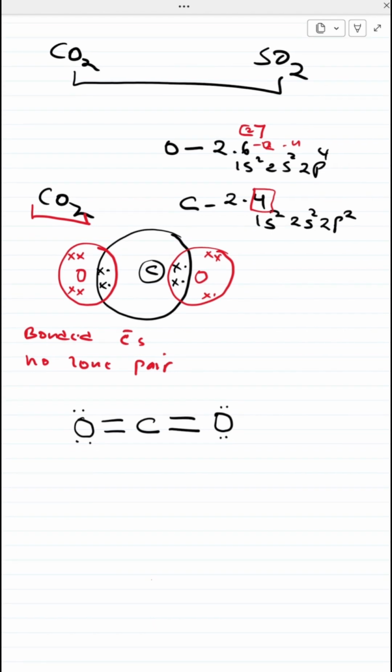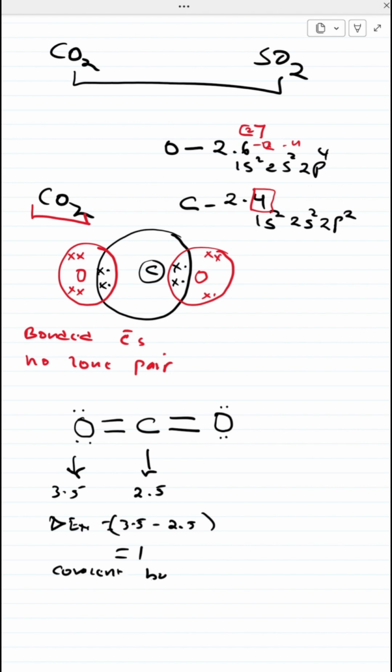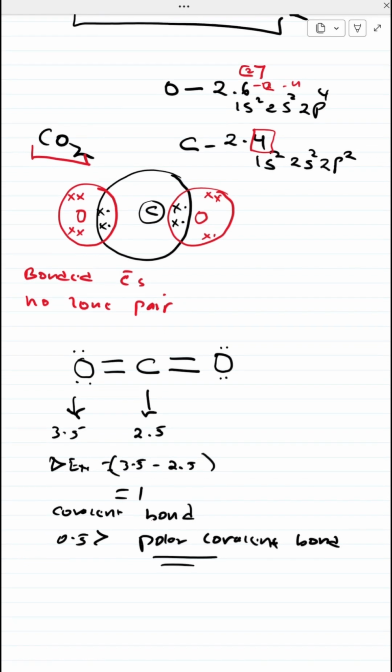Now, based on Pauling's electronegativity, you'll realize that oxygen has a 3.5 and carbon has a 2.5, and the difference between them will give us a 1 Pauling electronegativity. Now, for this matter, you will realize that being that it is above 0.5, CO2 has a polar covalent bond between them. Now, the carbon will bear a partial positive charge and oxygen will bear a partial negative charge, being more electronegative.